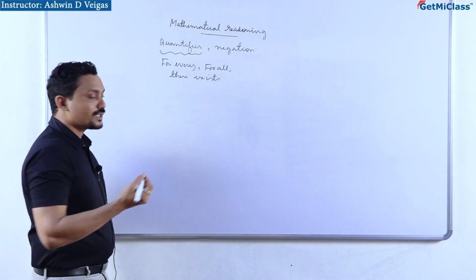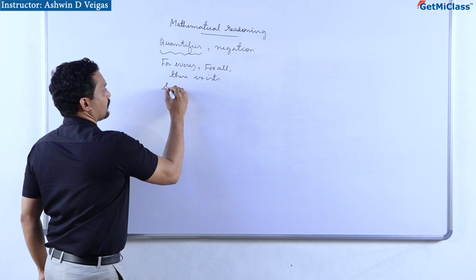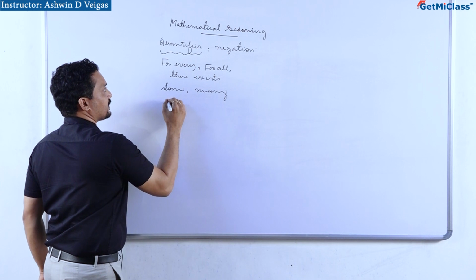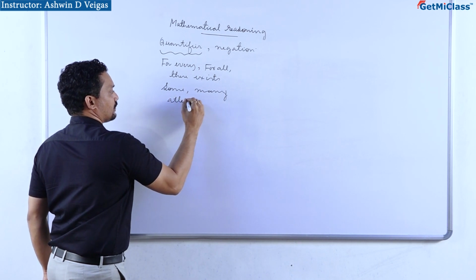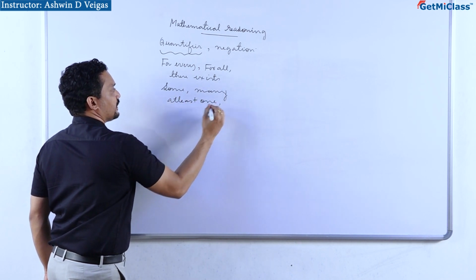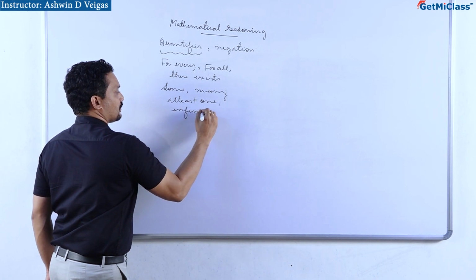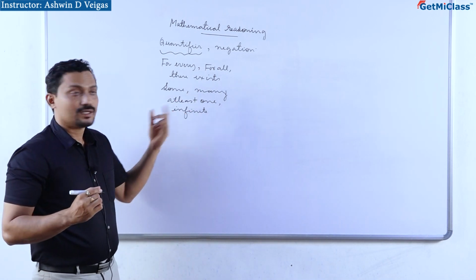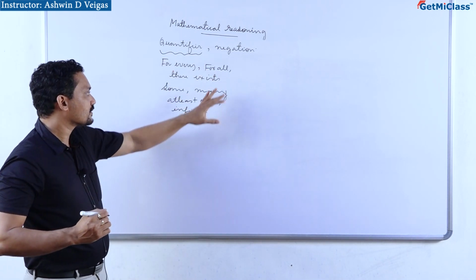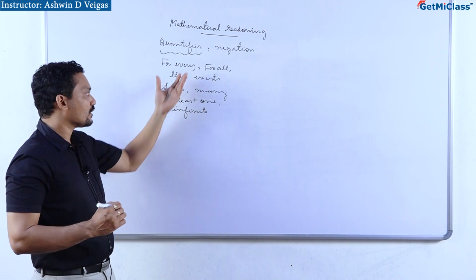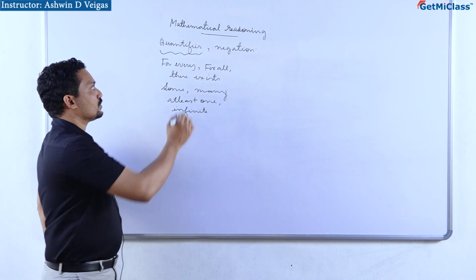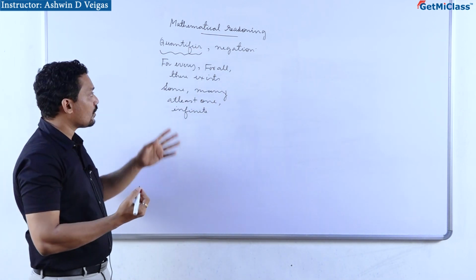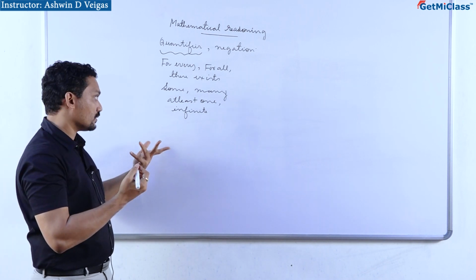Then there are some words like some, many, at least one, infinite. These also express quantity, so these are also called quantifiers. Usually, when these words come in a statement, we call them quantifiers. So, quantifiers are basically words that express the existence or the quantity.